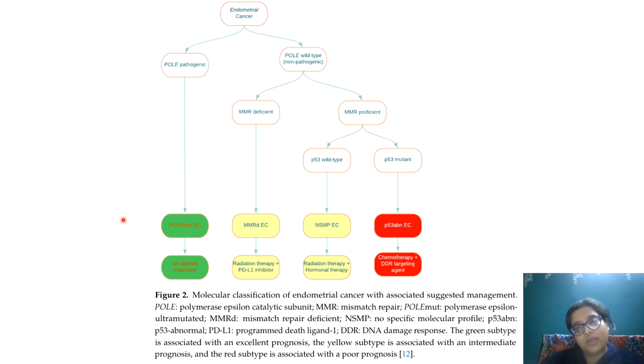If the POLE is also okay, there is no POLE pathogenicity, and if the MMR is also fine, then you go for P53. If P53 is mutant, it is labeled as a P53 mutant, give chemo and targeted therapy. P53 wild type, then you label it into the non-specific molecular profile category, NSMP, and then you give radiation and hormones. So you have to go for POLE, you have to go for MMR, you have to go for P53, and then only can you differentiate it into whether wild type or mutated. So this is an important table to remember.